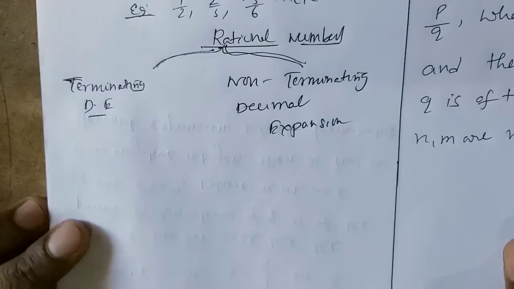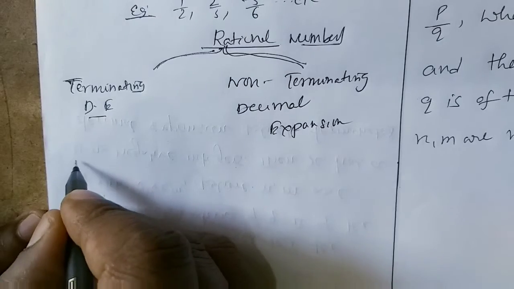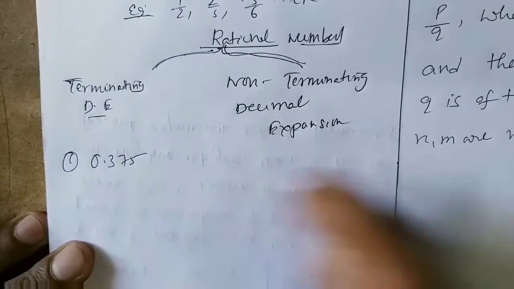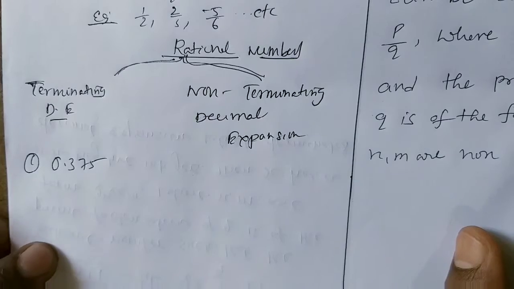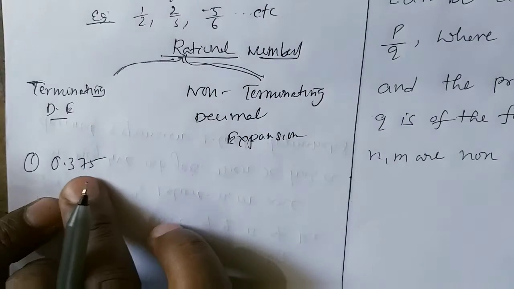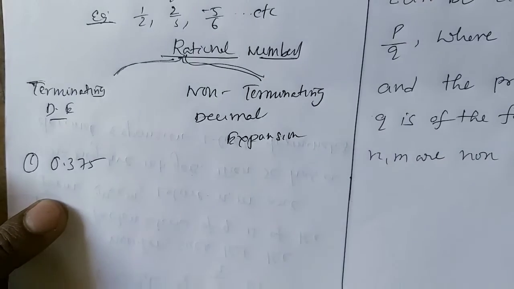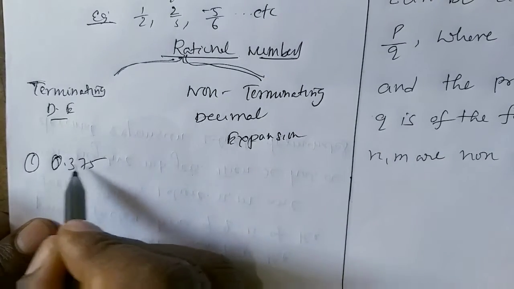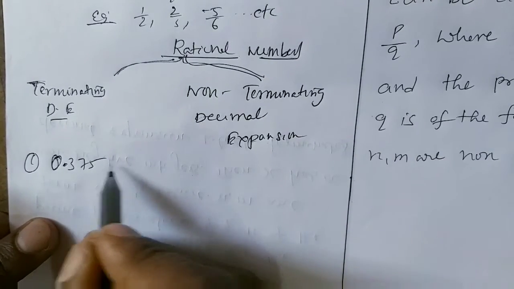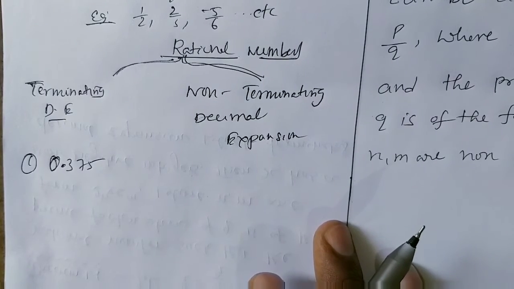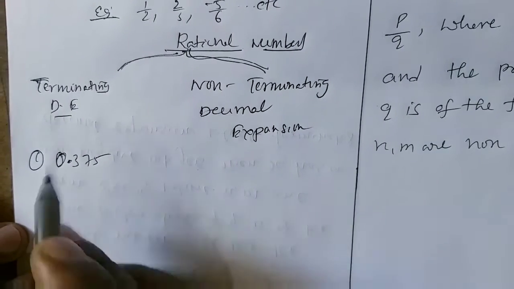Let us take one example here. For example, 0.375. So this is a terminating decimal expansion of a rational number. This is one kind of rational number which is in the terminating form. Can we convert this number into p by q form? Yes. How can we convert?